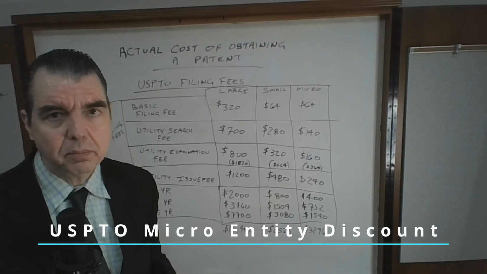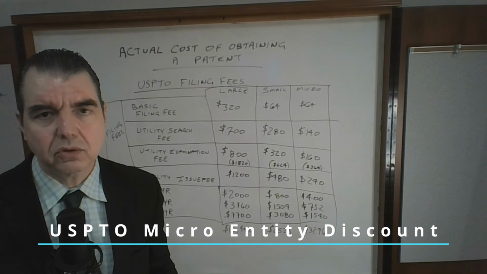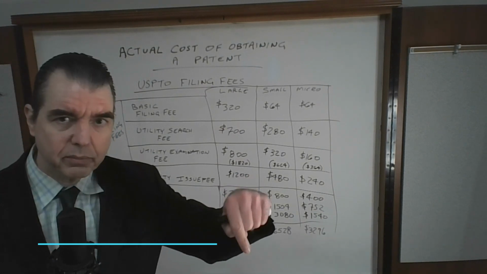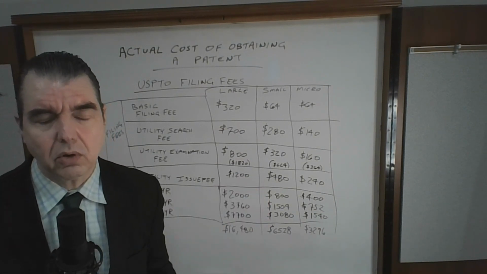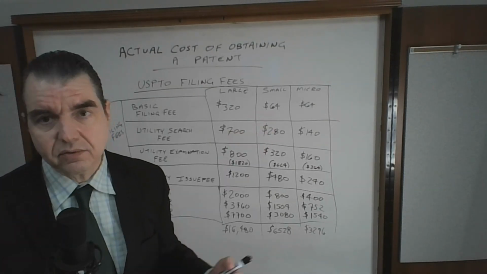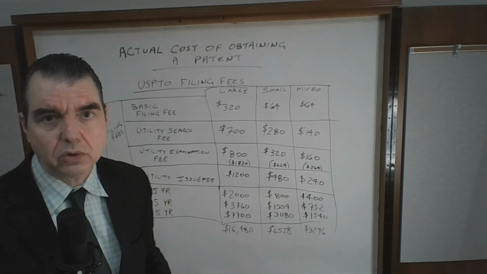To qualify as a micro entity, you have to meet certain income requirements. And these requirements are also specified on the USPTO website. And I'll also put a link to the micro entity status qualification information in the description of this video below, so you can take a look at that as well. But the micro entity status, if you're able to qualify for that, provides significant reduction in the USPTO fees.